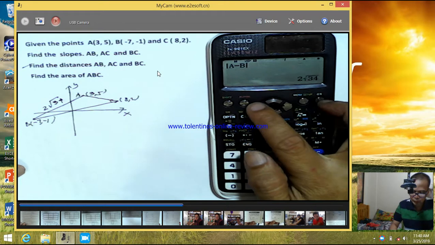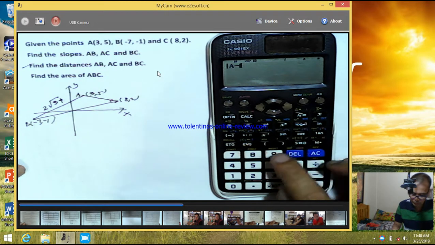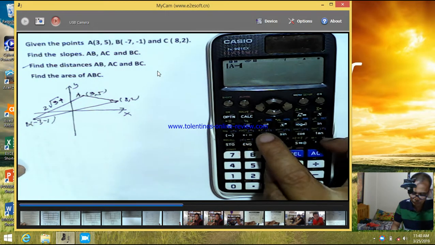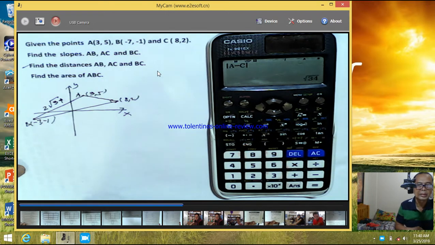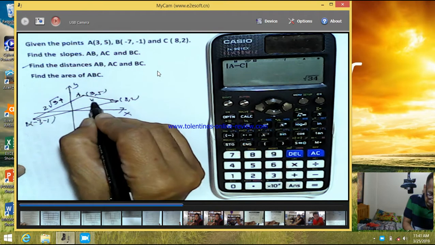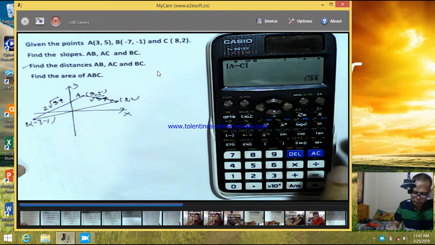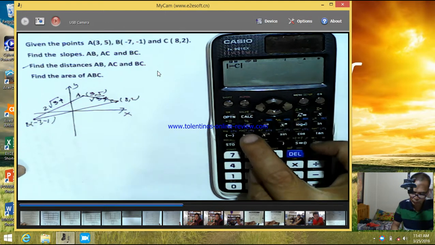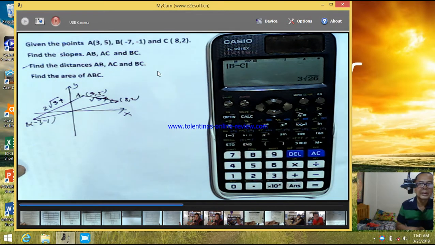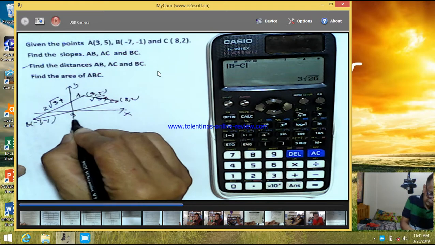If you want to get the distance of AC, that is just square root of 34. And to get the distance of BC, just edit this, and that is 3 square root of 26.